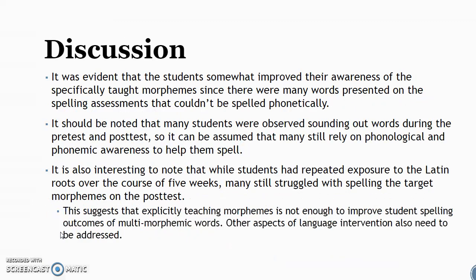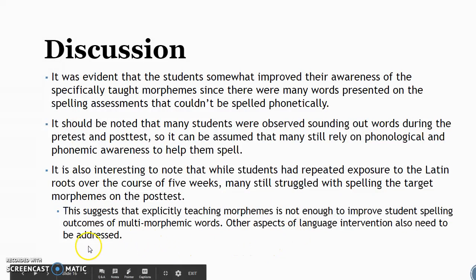So, to discuss what was observed here, it's evident that students improved their awareness of some of those specifically taught morphemes, since those words couldn't be spelled phonetically, so they had to learn the way that morpheme looked. Some students were observed sounding out words during the pretest and post-test, so it can be assumed that they still rely on phonological and phonemic awareness to help them spell. It's interesting to note that while students had repeated exposure to these roots over the course of 5 weeks, many of them still struggled with the spelling of the target morphemes, even the older students. So this suggests that teaching morphemes is not enough to improve spelling outcomes. Other aspects of language need to be addressed.